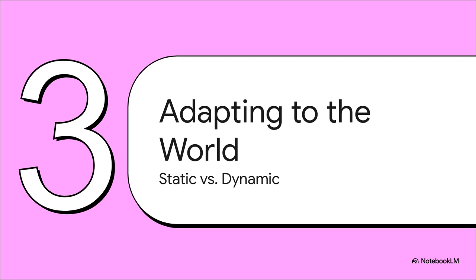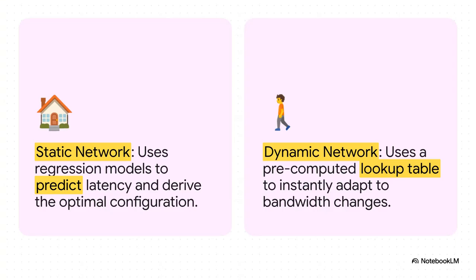But a system this smart also has to be adaptable. Because let's be honest, in the real world, our network connections are messy. They're all over the place. And Edgent actually has 2 different modes for this. In a nice, stable environment like when you're on your home Wi-Fi, it uses prediction models to figure out the perfect strategy right there on the fly. But in a more dynamic, messy environment like walking down the street on a choppy 5G connection, it switches to a pre-computed playbook. It senses the network has changed and instantly grabs the best strategy for that exact condition right from its math. No heavy thinking needed, just instant adaptation.